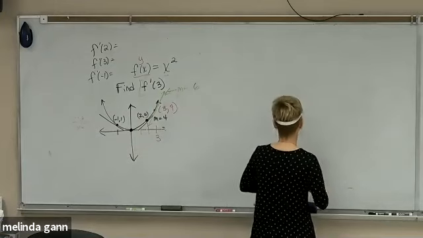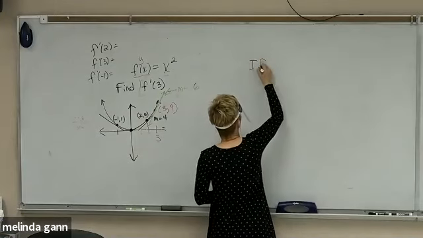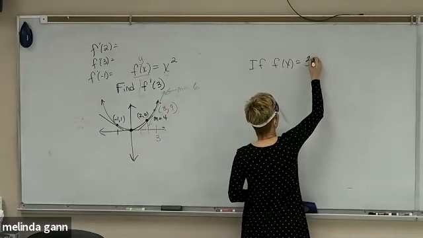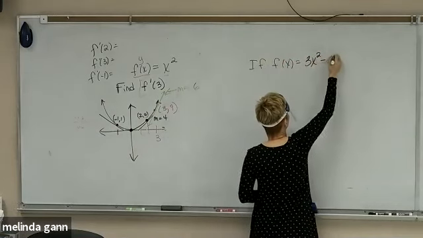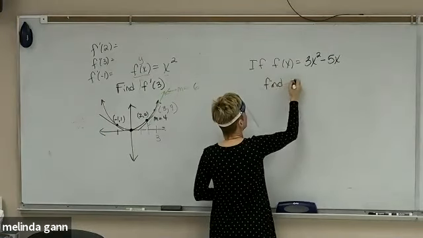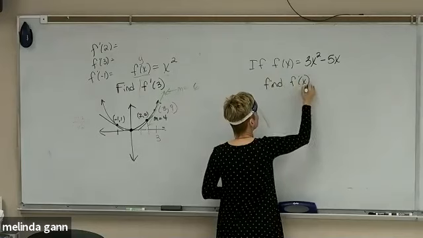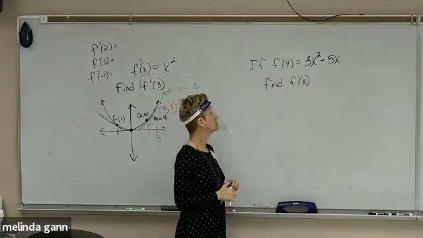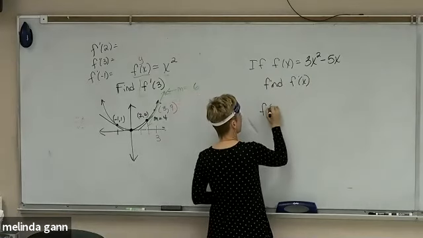All right. So if f of x equals 3x squared minus 5x, I want you to find me the general derivative. And use your formula.